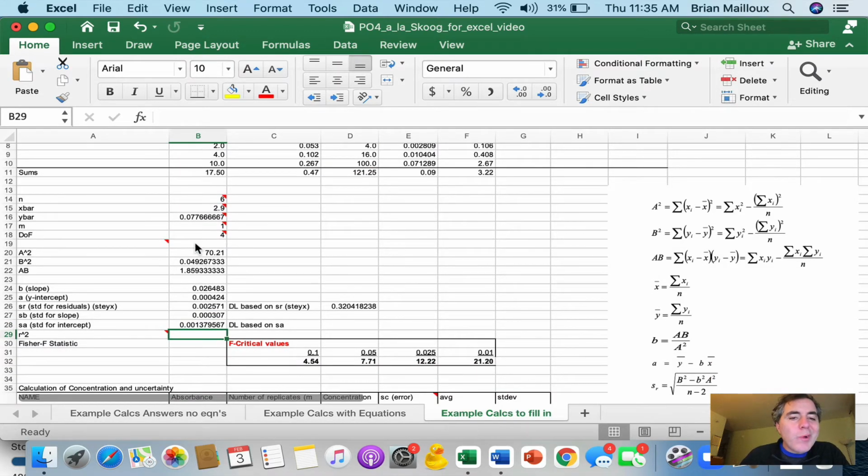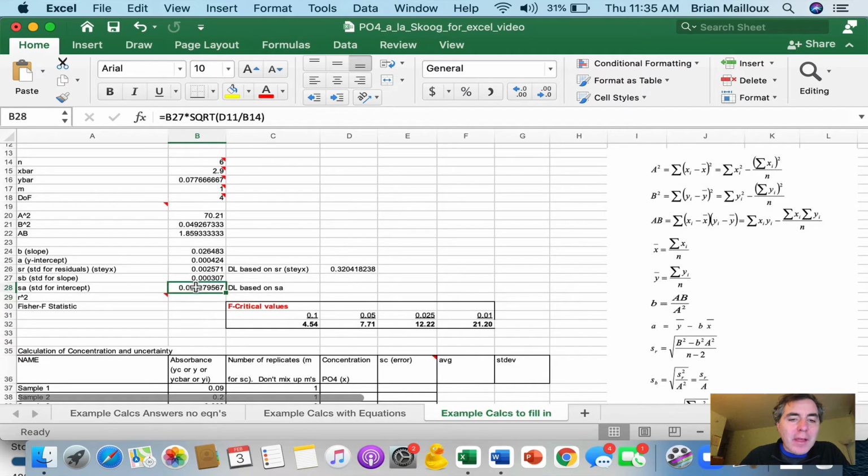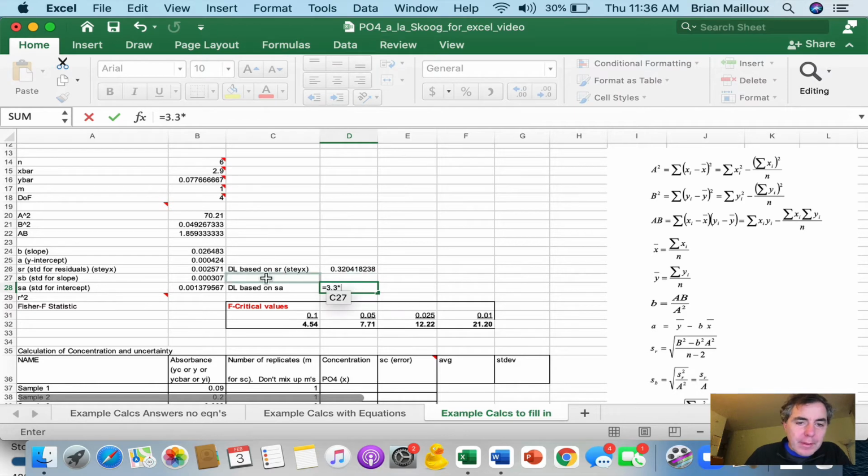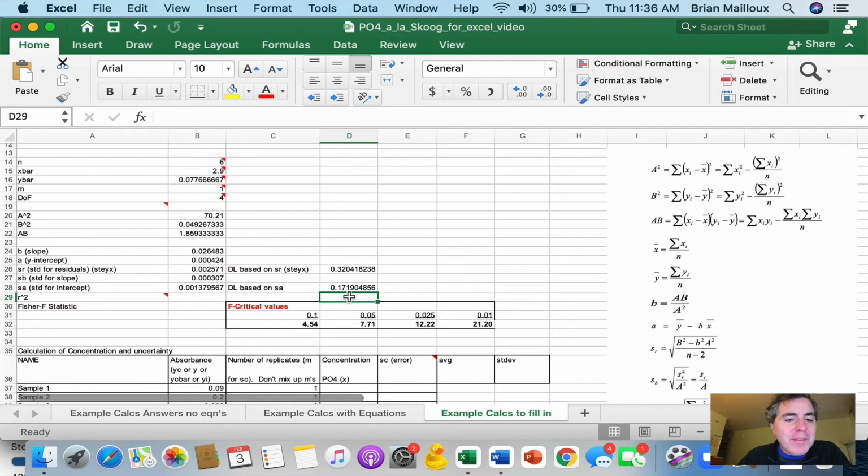Sometimes there's two ways we do the detection limit. You can use SA also. So it's equal to 3.3 times SA divided by slope. You can see that one gives you a little bit lower detection limit, but we're going to go into the details next week. They're slightly different, but we can use either.